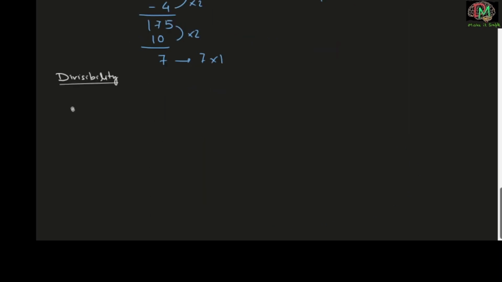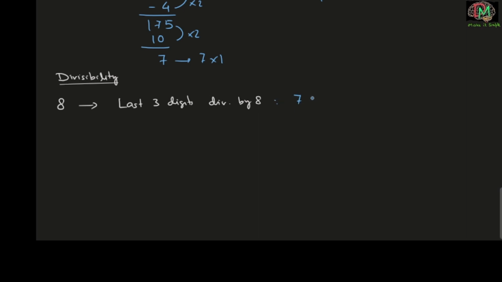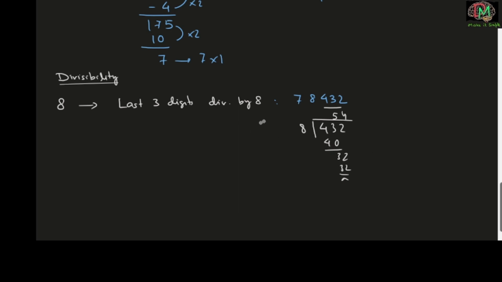Next we learn the divisibility of 8. If the last 3 digits are divisible by 8, then we can say the given number is divisible by 8. Let's take one example, 78432. So we have to consider 432 and check whether it is divisible by 8 or not. So it is divisible. Clear? So we can say that 78432 is divisible by 8.